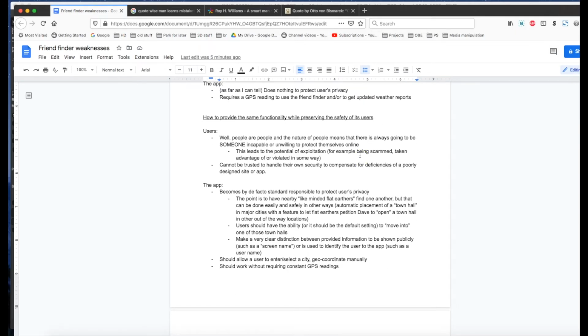And so there's the user who uses the app, and then there's the app itself. And the conclusion that is relatively unanimous in cybersecurity circles is that users cannot be trusted to manage their own security. And what it means is that, well, people are people, and there's always going to be someone in that group unwilling or incapable of protecting themselves or protecting their information online.